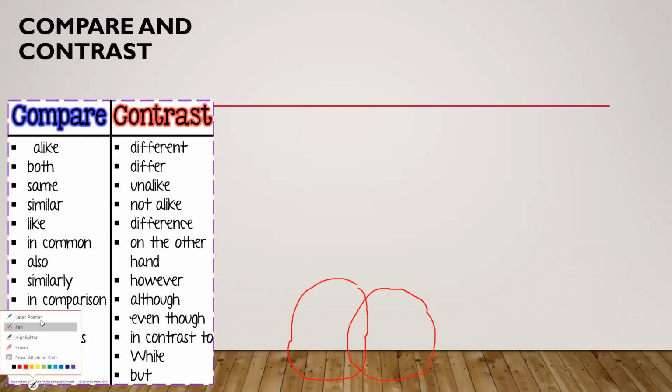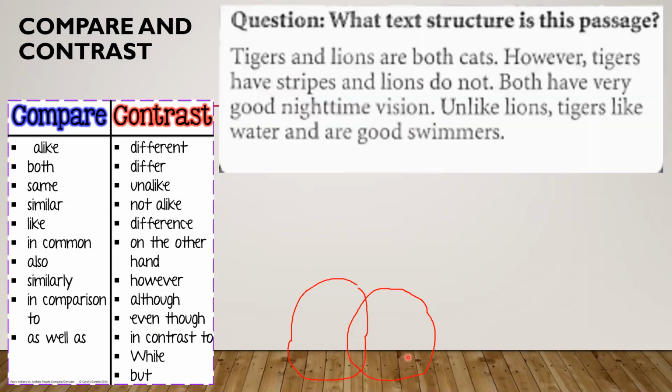When you use this, you tell about what is the same in the middle. You're telling about two different things, and you're telling about what's the same in the middle, what is different about one thing, what is different about the other. So in this passage, we have tigers and lions are both cats. However, tigers have stripes and lions do not. Both have very good nighttime vision. Unlike lions, tigers like water and are good swimmers.